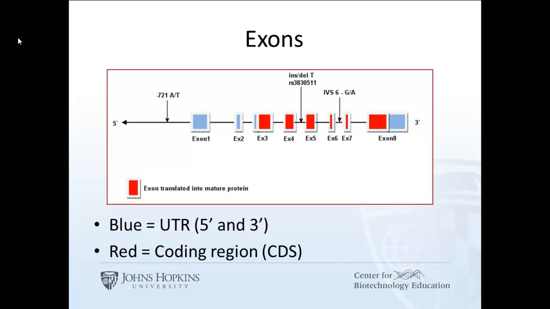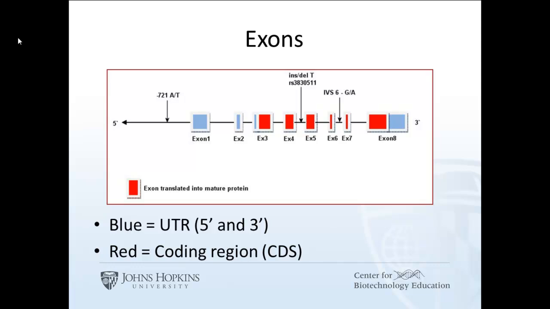Take out the introns and imagine the boxes now side by side. That would be the final mRNA product. The blue represents the 5' UTR and the 3' UTR. The red is the coding region. The blue to red transition represents the start codon. The subsequent red to blue transition represents the stop codon.